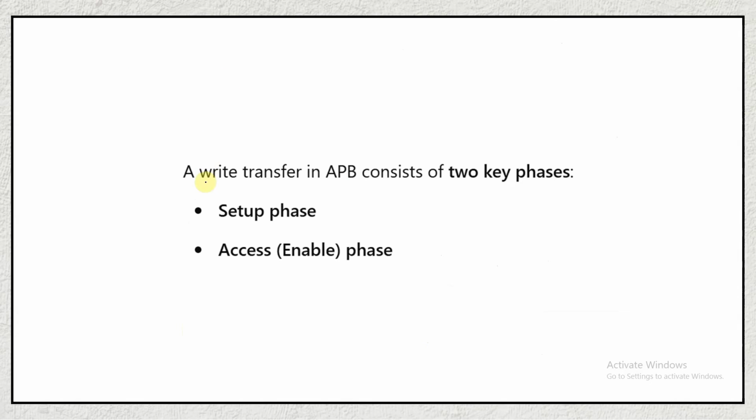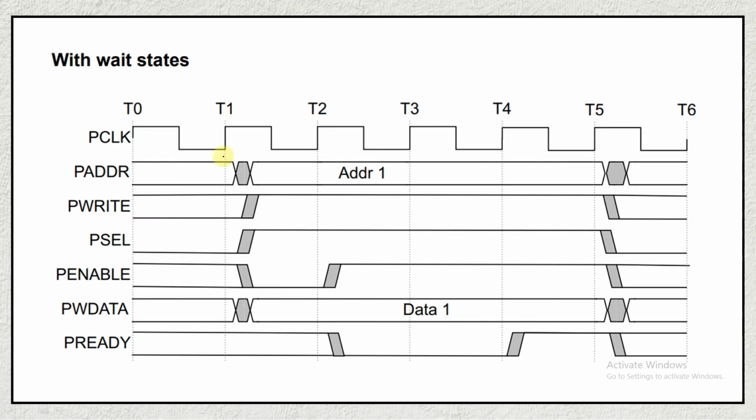So as I was explaining, a write transfer in APB consists of two phases. One is the setup phase and another is the access or enable phase. Next, let us try to understand write transfer with wait states.